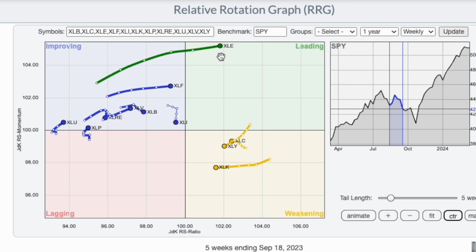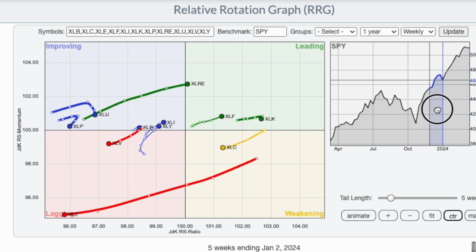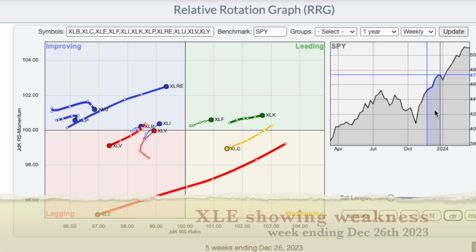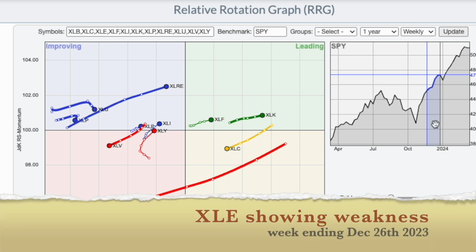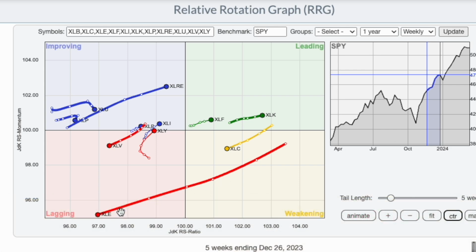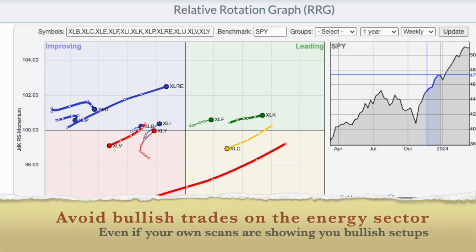Okay, so now let's take two examples to show you how to use this in your trading. Going back to December 26th. As I was mentioning earlier, on December 26th, this date right here, XLE was one sector which was showing weakness. So it's in the lagging quadrant. How you would use this information is, even if you're seeing some kind of a bullish setup on a stock, but the sector itself is in the lagging quadrant, you would want to avoid taking trades on that. And let's take an example of that. So XLE is in the lagging quadrant.